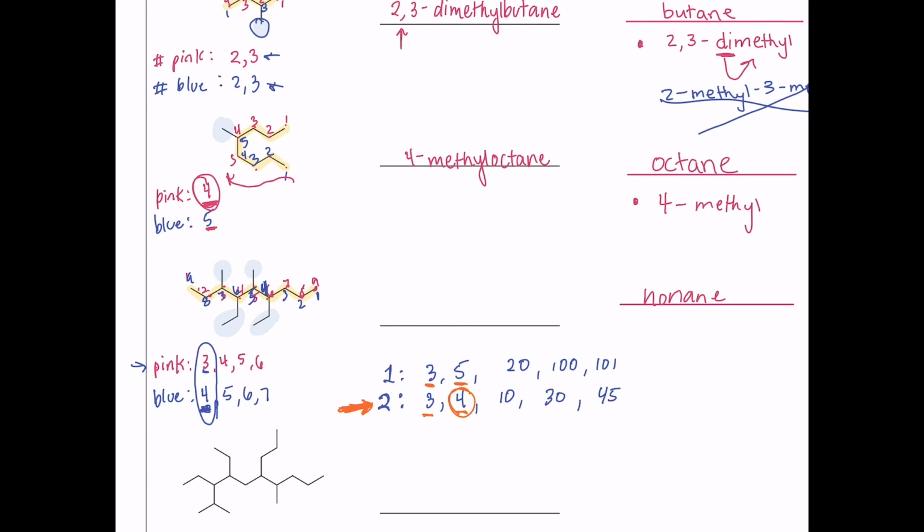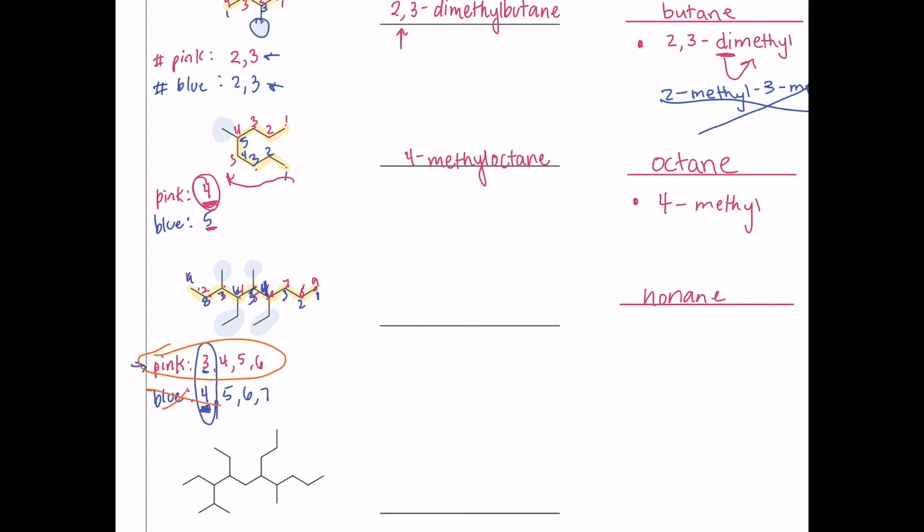So first point of difference: the first point that you have different numbers, you pick the numbering system that has the lower number at that position. Okay, so we're going to go with pink here, not blue.